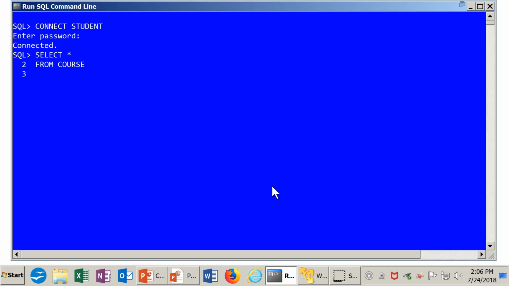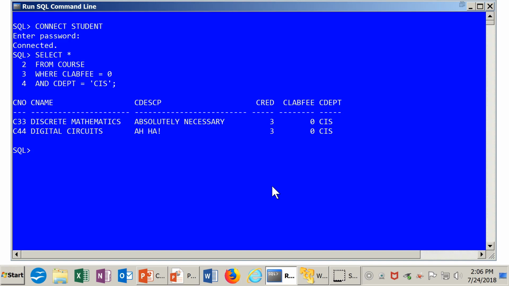So we select from the course table where the lab fee is equal to 0 and the sponsoring department is equal to CIS. And we go ahead and fire that up. And the first thing we observe is the two rows that we retrieved do meet both conditions. Here we have course C33, which has a lab fee of 0 and a department of CIS. Course C44 likewise has a lab fee of 0 and a department of CIS.